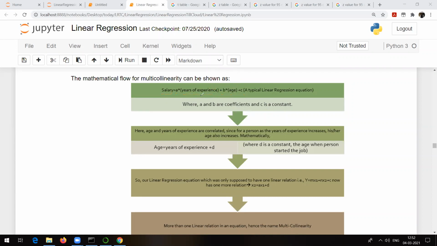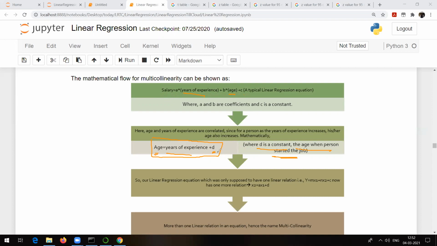Now in our case, what are the input features, input columns, input variables, the independent variables? Years of experience and age. But age and years of experience have a relationship between them, because age is equal to years of experience plus some constant D, where D is a constant: the age when the person started the job.